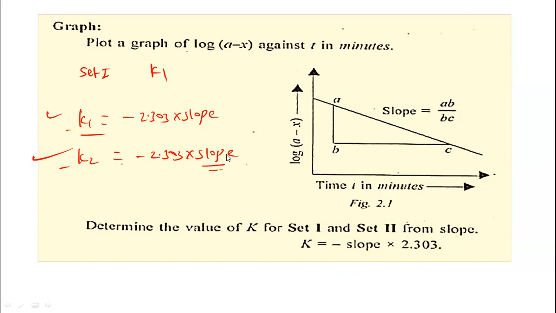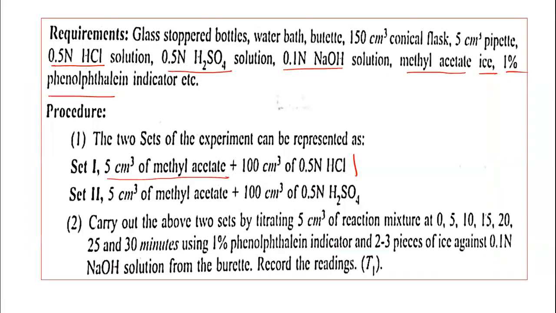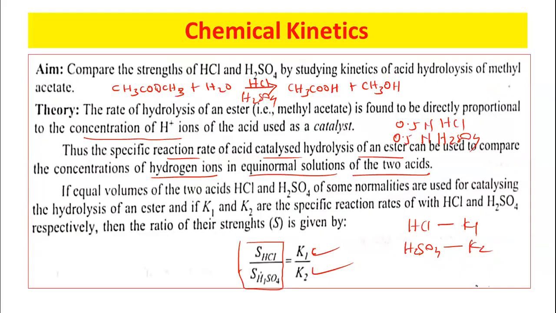So in this way we can perform this chemical kinetics experiment, and with the help of the K1 and K2 values, we can determine and compare the relative strength of HCl and H2SO4. So this is about the chemical kinetics experiment.